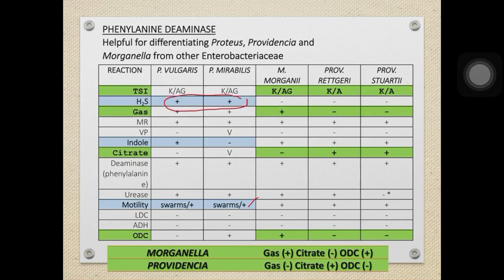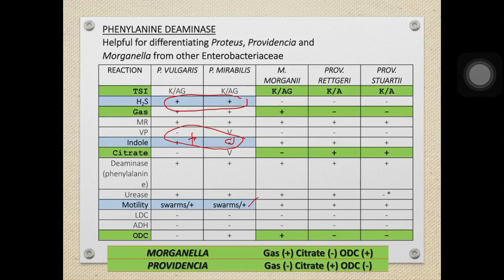Pero paano mo po i-differentiate si Proteus vulgaris from Proteus mirabilis? The indole test. Which one is indole positive? Proteus vulgaris, indole negative, Proteus mirabilis. Again, indole positive, Proteus vulgaris, indole negative, Proteus mirabilis.